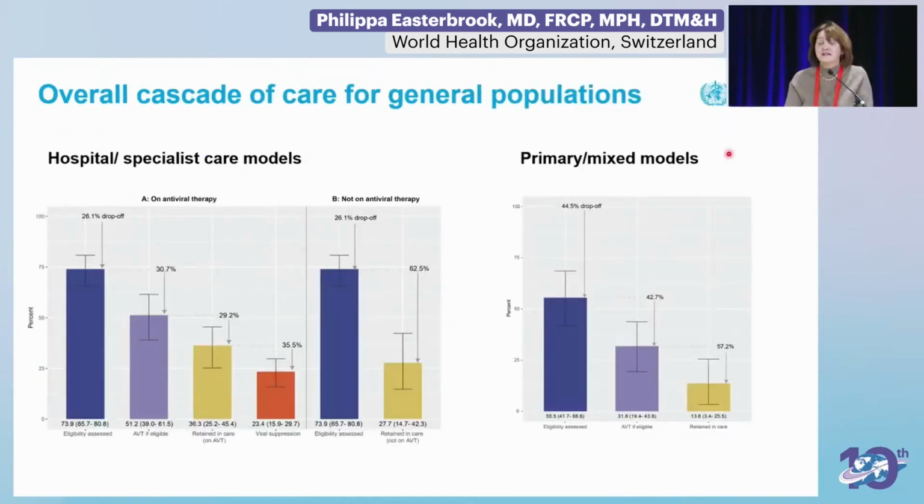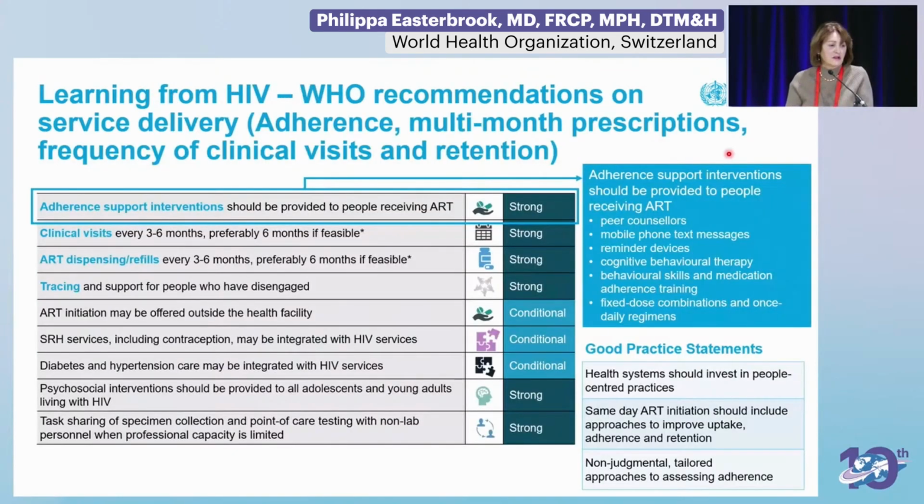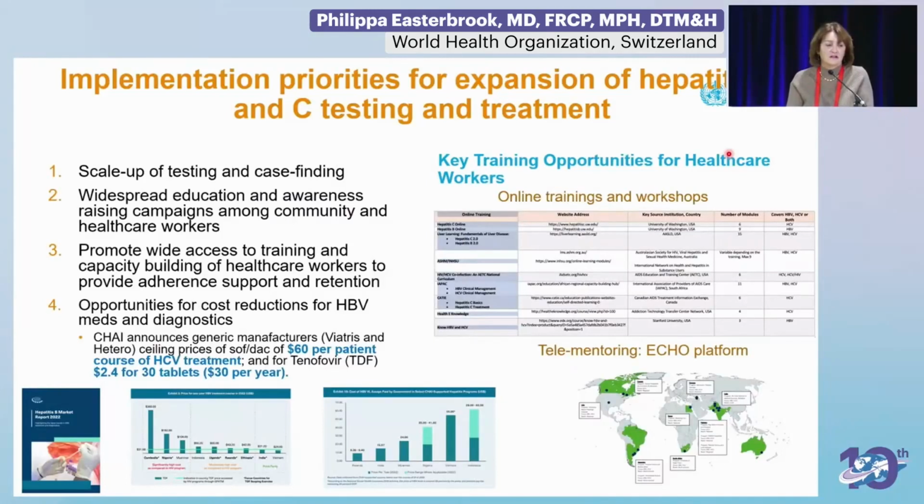And this is to give you a snapshot of what we were seeing in terms of the cascade of care and attrition across the cascade for hospital models, primary care. And you can see these very significant attrition rates. And this is a key message. We really have to do much better on the monitoring, promoting adherence, promoting retention in care. And again, borrowing from HIV, the many strategies that we've learned. And these are simple, low-cost interventions for adherence support that we now need to bring into the hepatitis B space.